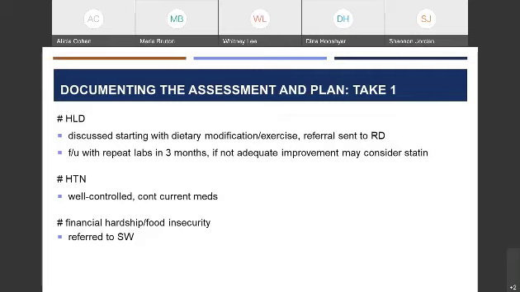So now, using the same scenario that Maria just laid out, this is one potential way that a clinician could document the assessment and plan. Hyperlipidemia, discuss starting with dietary modification and exercise, and referral sent to a dietitian. Repeat labs in 3 months. If no adequate improvement, may consider a statin. Hypertension's well controlled, continue the current medications. And then also noting financial hardship and food insecurity, and that the patient was referred to social work. So Maria, if a clinician provided this documentation, how do you think a coder would code this note?